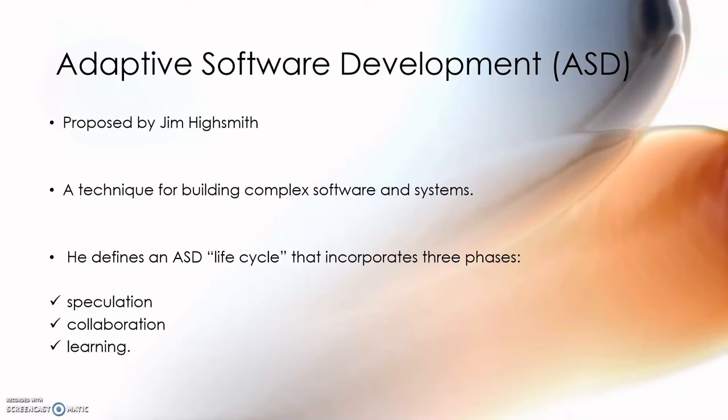Our next phase is learning. It is important as the team progresses towards a complete cycle. Learning will help the team members to improve their level of real understanding. ASD teams learn in three ways. First, through focus groups. Second, through technical reviews. And third, through project postmortems.